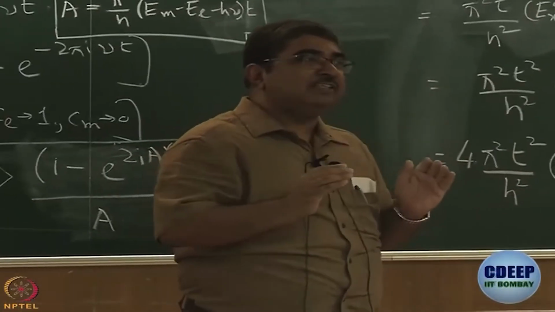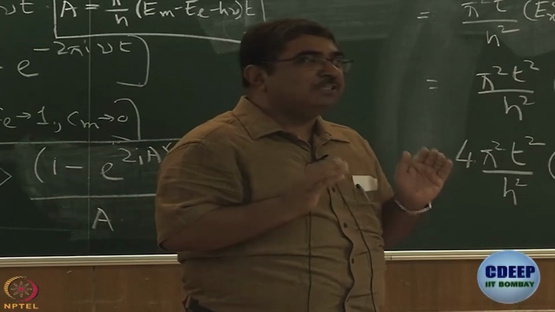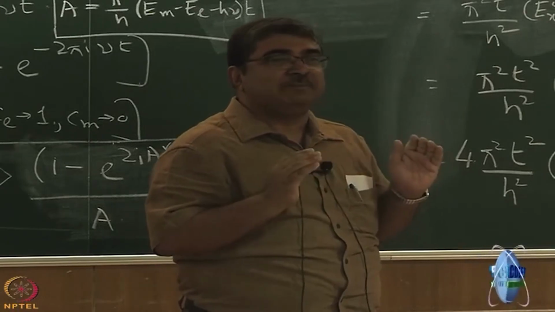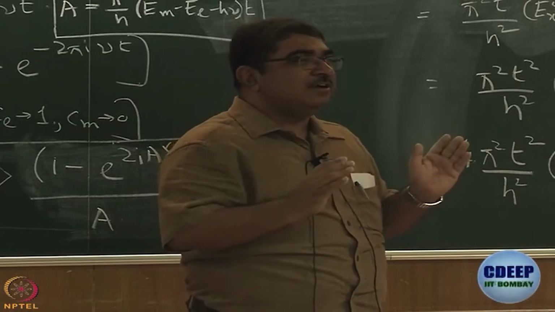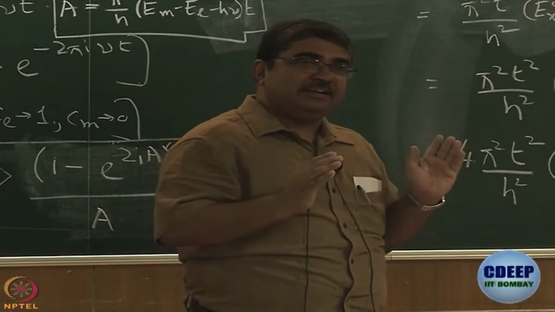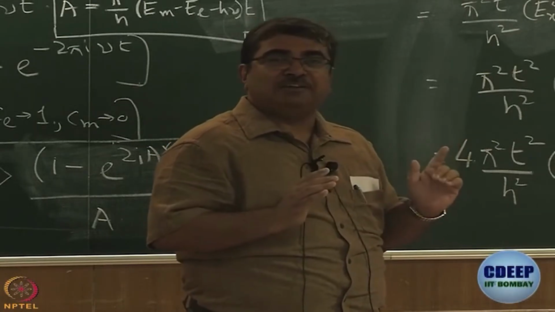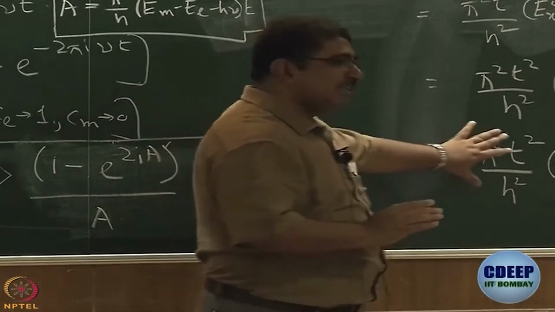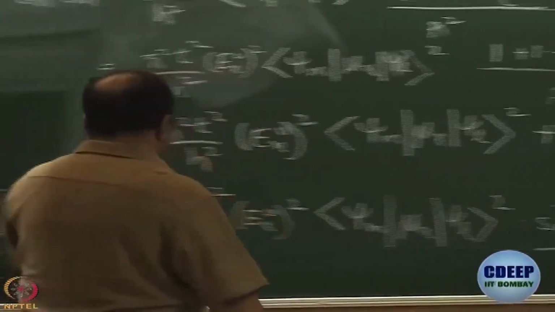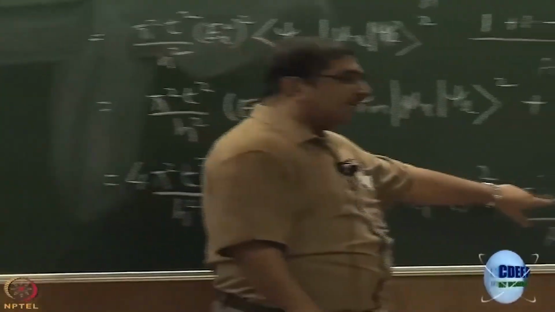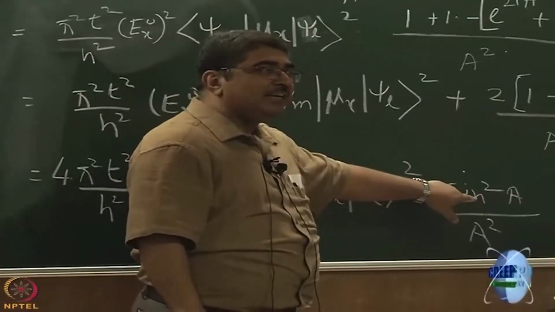Where does the square of the transition moment integral come from? Which part of the wave function, spatial or temporal? Spatial. What is it that we get from the temporal part of the wave function? This is a constant. This is a spatial part. Where is the temporal part? This t square multiplied by sine square a by a square, right?